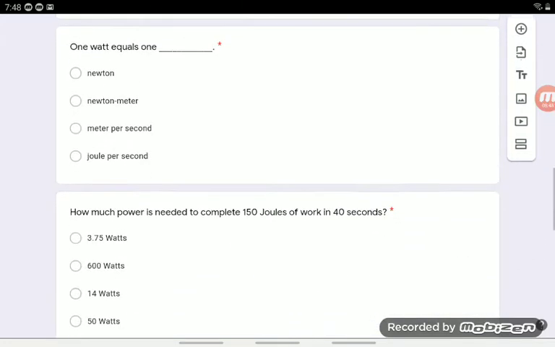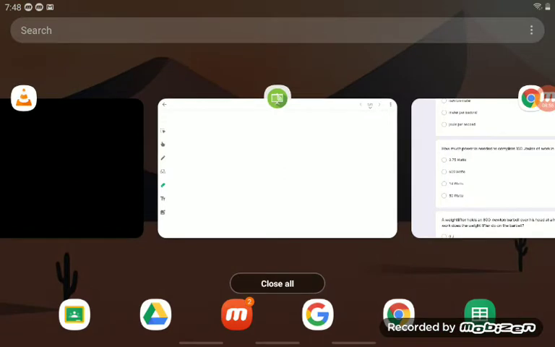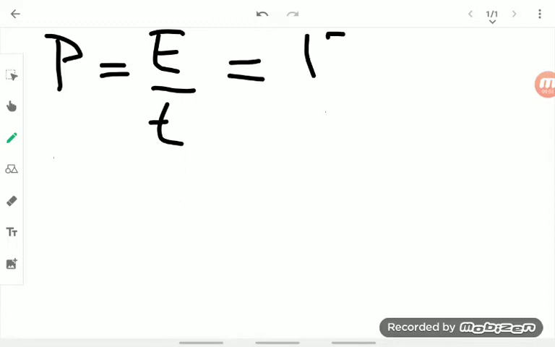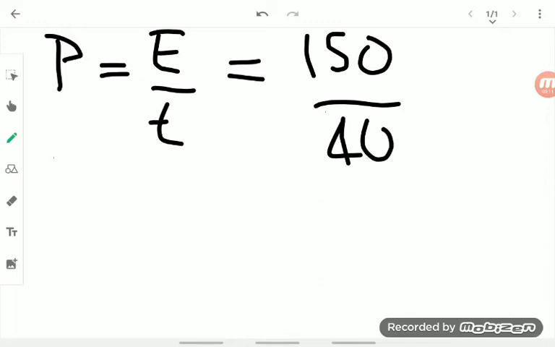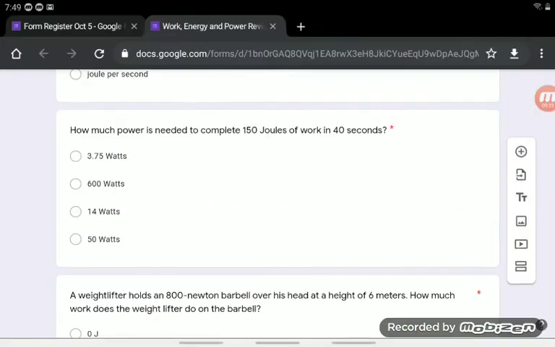We just did that. All right, this next one says, how much power is needed to complete 150 joules of work in 40 seconds? So what we would do is we would say power equals energy or work over time, and it was 150 divided by 40, right? So that would equal 3.75 watts, right? And that was the answer there. So that would be A.